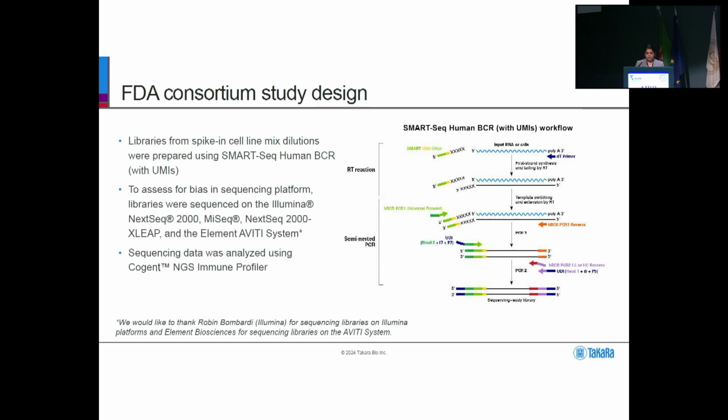So we prepared the libraries using our SMART-Seq Human BCR kit, and I think most of you know about the workflow. It's an oligo-dT primed RT step, and in the RT step, with the help of template switch oligos, UMIs are incorporated, which helps in the error correction in the downstream analysis. And followed by that, there are 2 semi-nested PCRs, which result in the final library. The sequencing was performed on Illumina platforms, NextSeq 2000, MiSeq, NextSeq 2K, and also some of the libraries were sequenced on the Element AVITI system. The data was analyzed using the Cogent NGS Immune Profiler pipeline from Takara Bio.